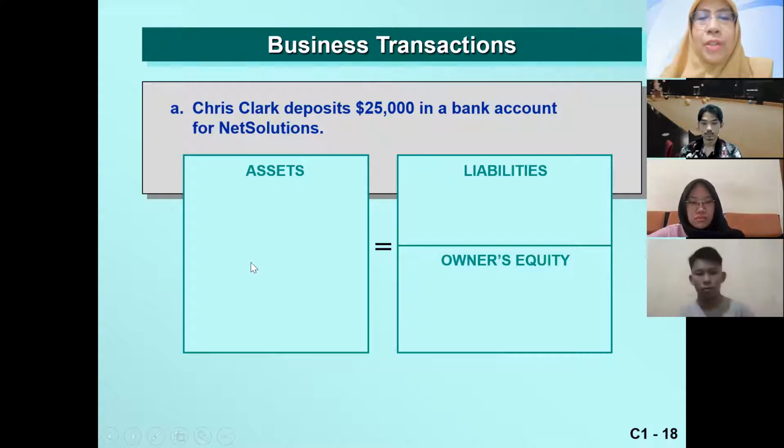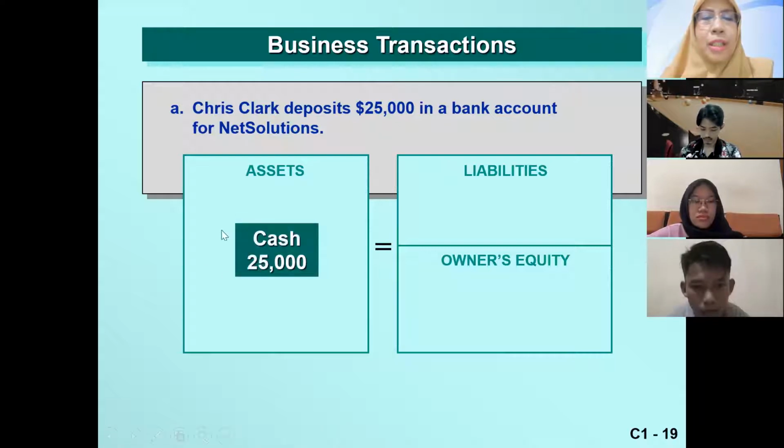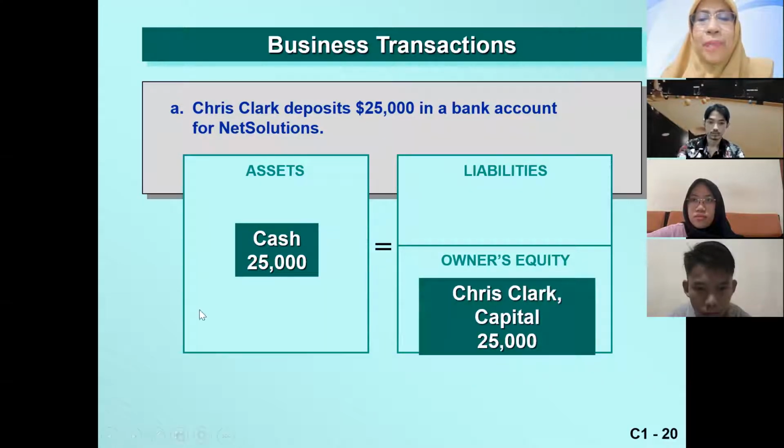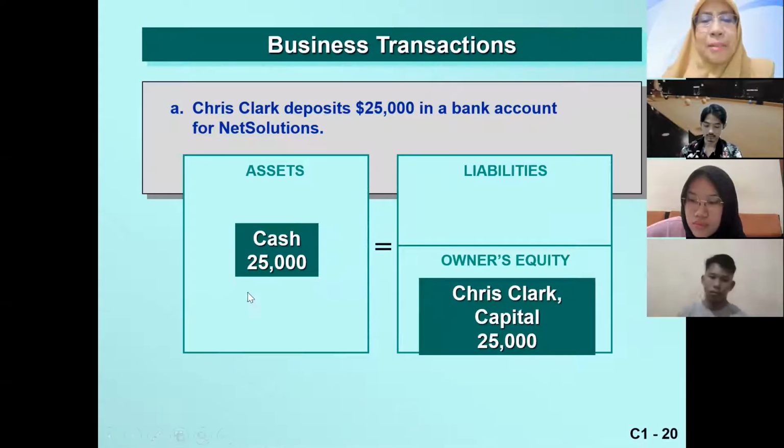So how do we record it in accounting by using the accounting equation? We are going to record it on the asset side. So we are going to add cash 25,000 on the asset side. What is the asset? The cash from the owner. So we are also going to record Chris Clark, capital 25,000 on the owner's equity side.